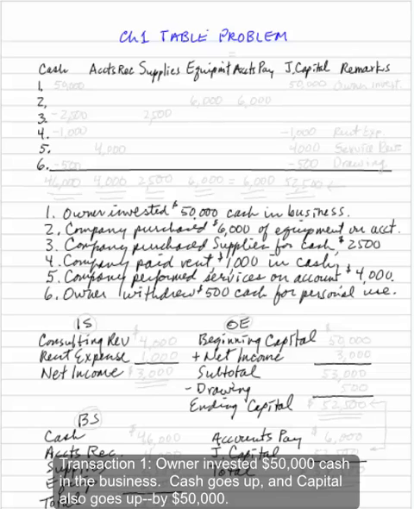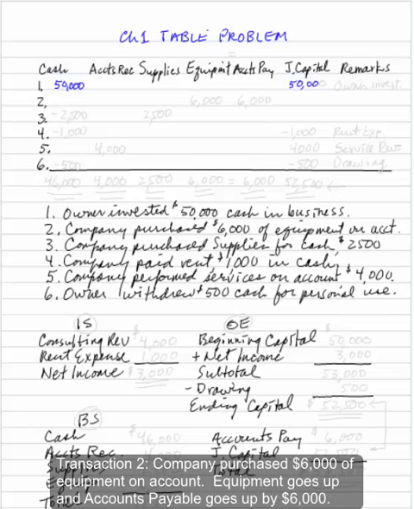All right, let's start with transaction 1. The owner invested $50,000 cash in the business. We're going to make a debit to cash. Cash increases, and the capital account also increases. You could put plus signs next to those numbers. We're really trying to keep track of increases and decreases. There's a remarks area for any transaction that affects owner's equity. And on this first one, it's owner investment.